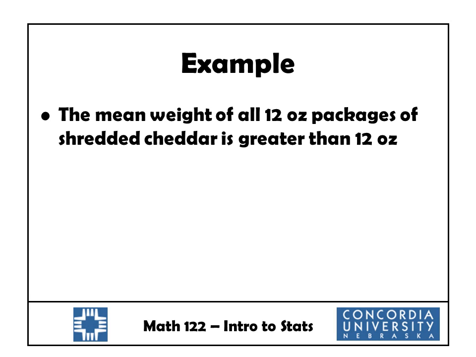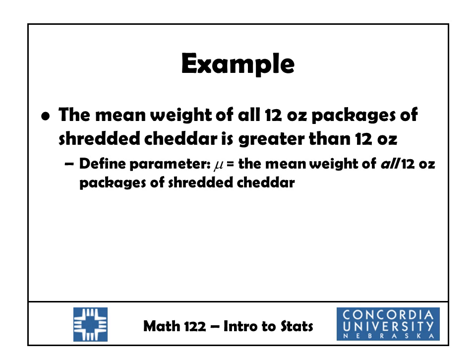Well, here's our claim. The mean weight of these 12-ounce packages of shredded cheddar is greater than 12 ounces. We need to first define our parameter. Notice our claim is about a population mean, so our parameter is mu. It's the mean weight of all 12-ounce packages. Again, we stress the word all because we're making a claim about the population, not just the sample.